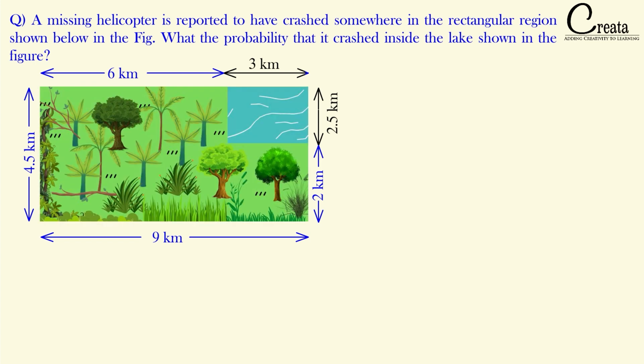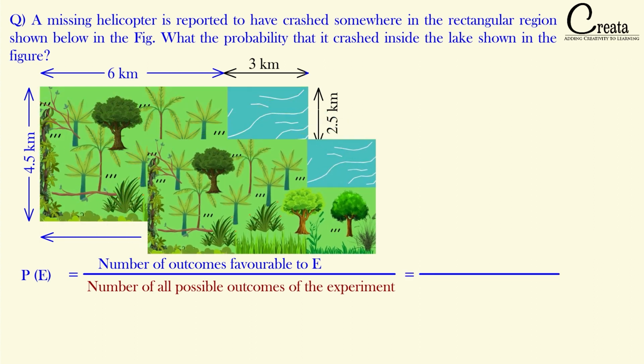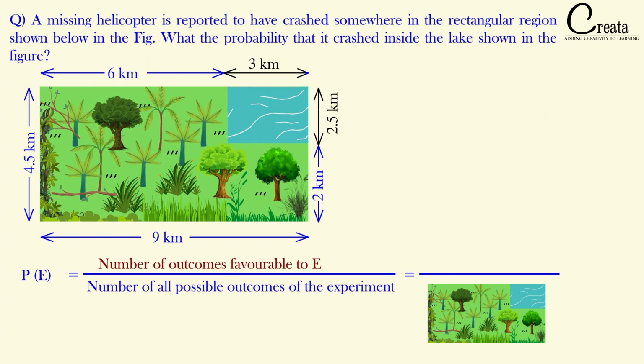So how will we approach the question? Let's take out the formula of probability. In the denominator, the total outcome will come. So the total outcome is the total region, which is the rectangular region, the big region. And in the numerator, our favorable region will come, which is the lake. We know the dimensions of the lake. We also know the dimensions of the rectangular region.